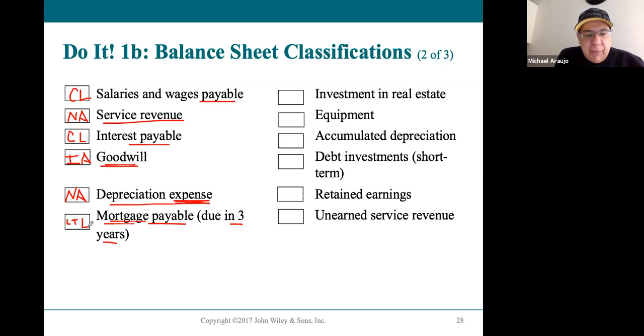Okay, great, nice work. An investment in real estate. So this basically means that a company purchased some land or a building. That's really all that means. So Megan, where would you want to put that? Let's go to Megan Yandel first.